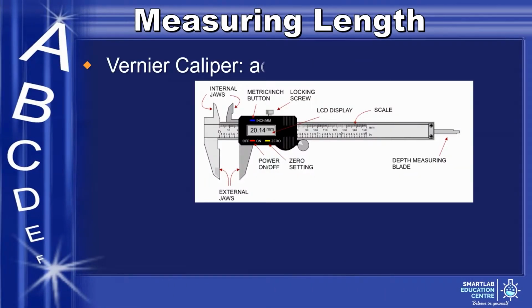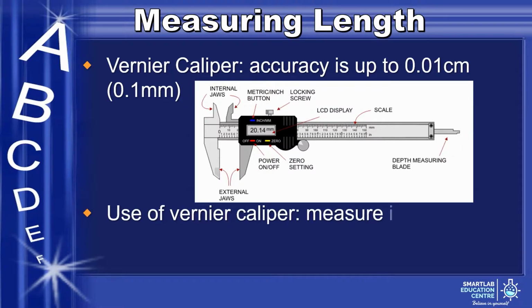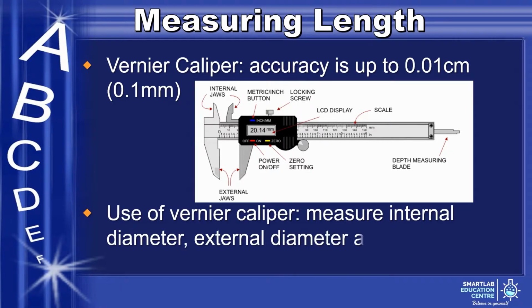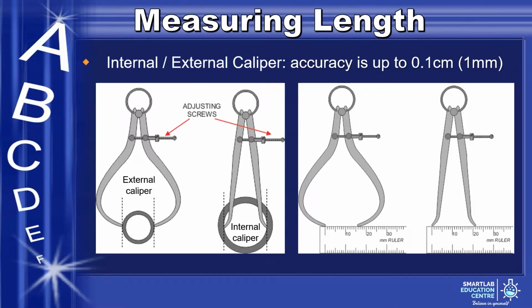We can also use Vernier caliper to measure length. Its accuracy is up to 0.01 centimeters, or 0.1 millimeters. Example uses of Vernier caliper are: measure internal diameter, external diameter, and depth of container. Internal and external caliper have accuracy up to 0.1 centimeters, or 1 millimeter.